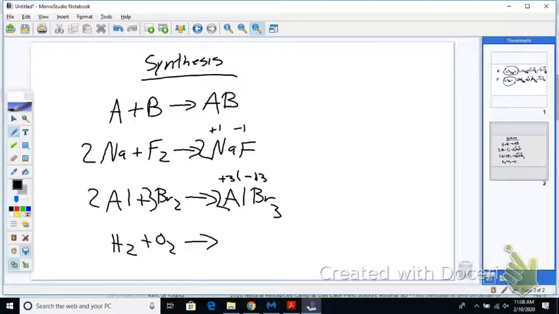Why do we put a 2 in front? It's pretty much just writing the formula based upon their charges. Yeah, why do we put a 2 in front? It was to balance. This one? Because AlBr3 is no longer individual elements. It becomes a compound.